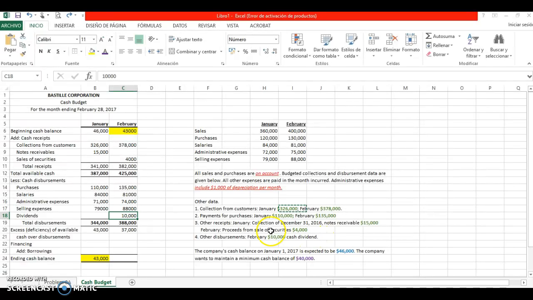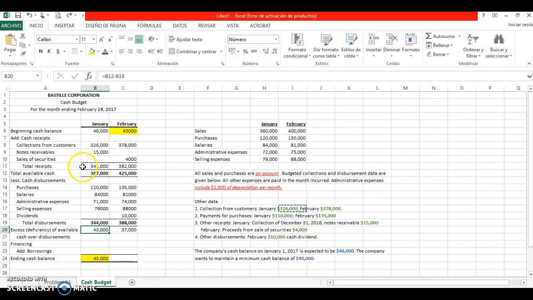Okay. Now, total receipts gives you the total from collections from customers, notes receivable, and sales of securities. Total available cash includes this total, the $341,000 for January and $382,000 for February, and adds it to the beginning cash balance. And for total disbursements, we add purchases, salaries, administrative expenses, selling expenses, and dividends.